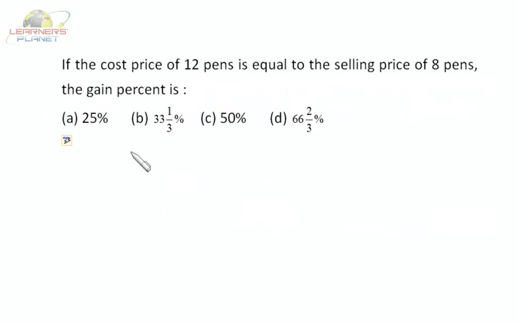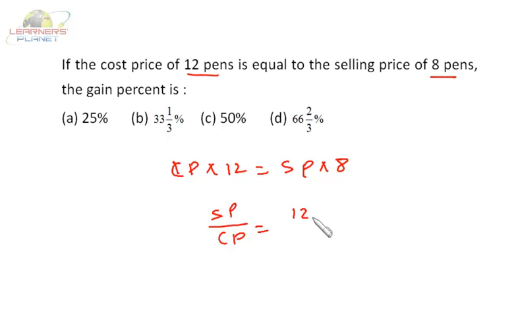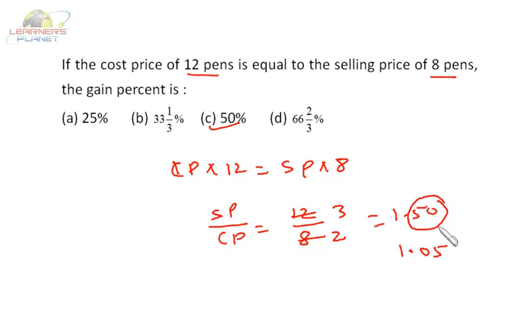Now if the cost price of 12 pens is equal to selling price of 8 pens, then what is the profit percent? For the CP of 12 equal to SP of 8, that means SP by CP is equal to 12 by 8, 4 3s are 12, 4 2s are 8, that means 1.50. That means 50% profit is there. Friends, you should be clear between 1.5 and 1.05. It is 50% and it is 5%. So in this case it is 50% profit.